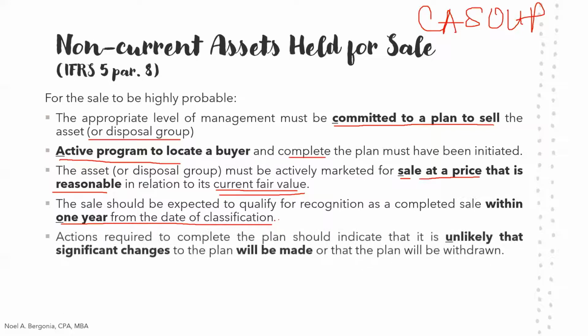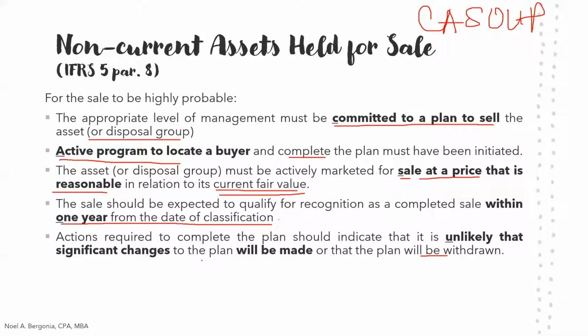Next, we have actions required to complete the plan should indicate that it is unlikely that significant changes to the plan will be made or that the plan will be withdrawn. That's all it is: unlikely that there would be a change in the management intention. Because if there would be a change in management intention, then most likely it will not be classified anymore as held for sale.